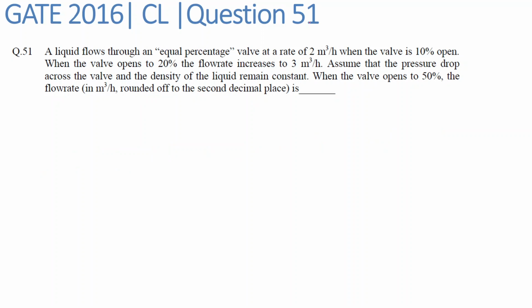We are solving question number 51 of GATE 2016 Chemical Engineering paper, and the question is related to process control and instrumentation subject. The question is, a liquid flows through an equal percentage valve at a rate of 2 meter cube per hour when the valve is 10% open. When the valve opens to 20%, the flow rate increases to 3 meter cube per hour. Assume that the pressure drop across the valve and the density of liquid remain constant. When the valve opens to 50%, the flow rate in meter cube per hour rounded off to second decimal place is dash.